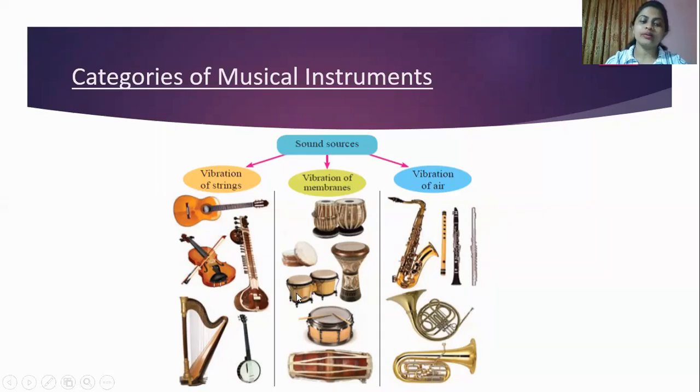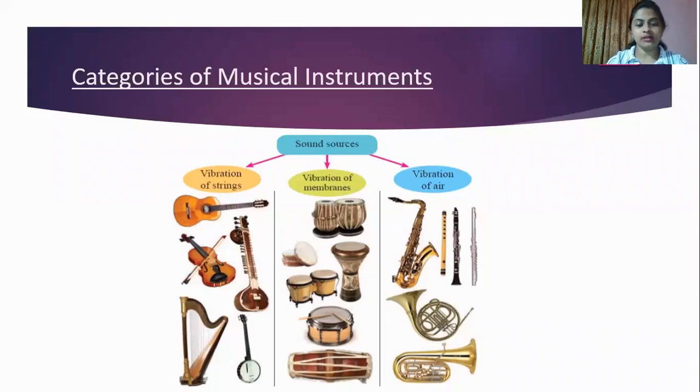Now let's see how to categorize musical instruments according to the part that vibrates. Mainly we can identify three different parts which can be vibrated in musical instruments. First one is strings, then membrane, then the air column. Here we have classified musical instruments under each category. You have seen all these instruments in your school or somewhere.